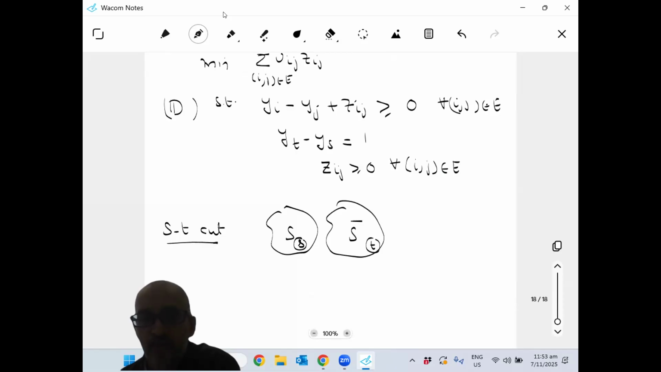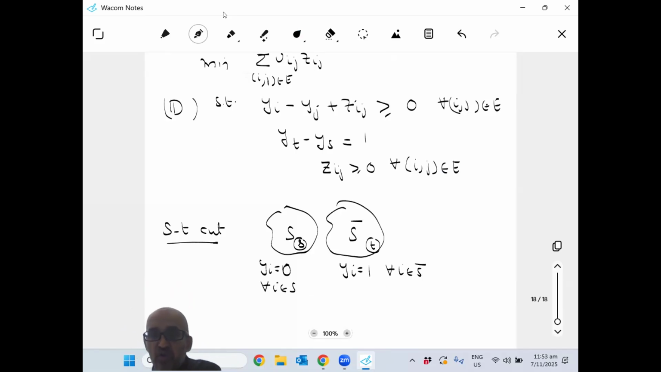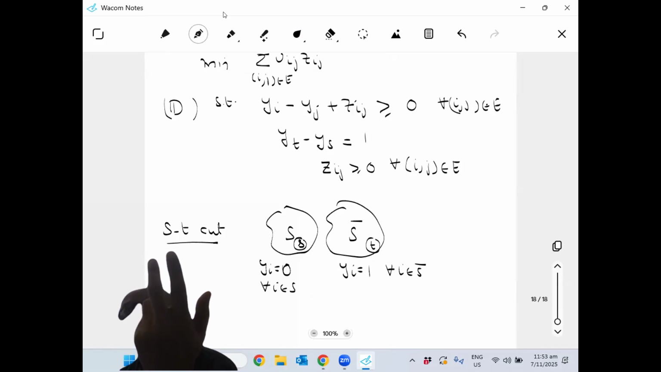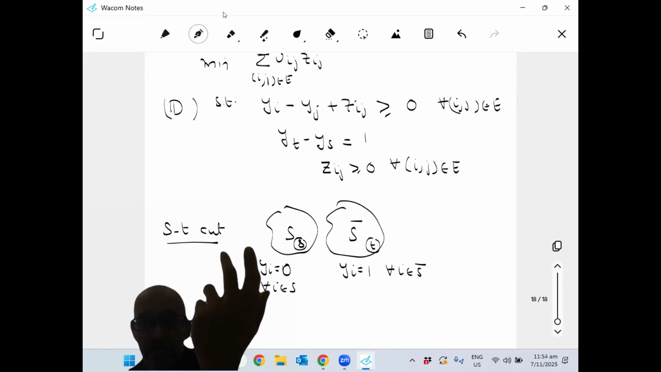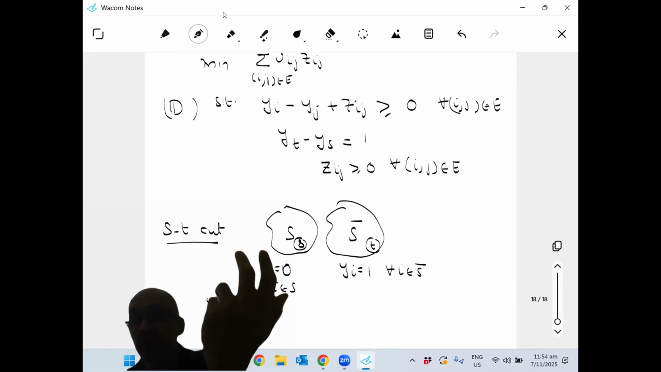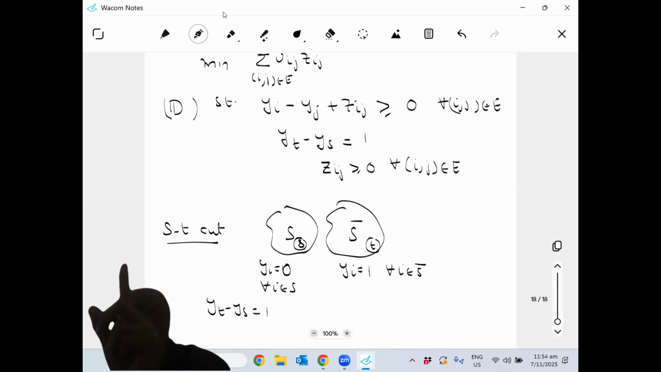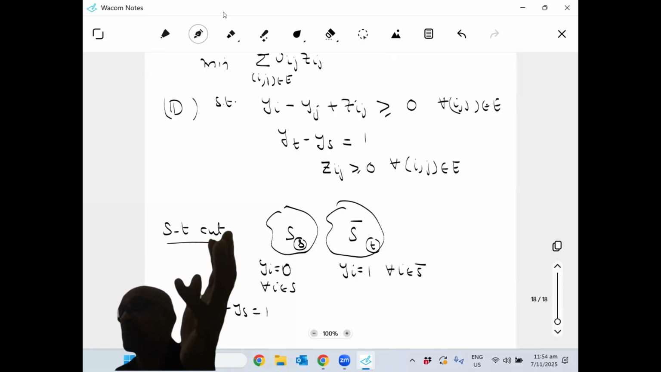I'm going to define yi to be 0 for every i in S, and I'm going to define yi to be 1 for every node in S bar. So what does this mean? yt minus ys is equal to 1. It satisfies this constraint. There are no other constraints on y except for the zij's, and there are no sign restrictions on y.